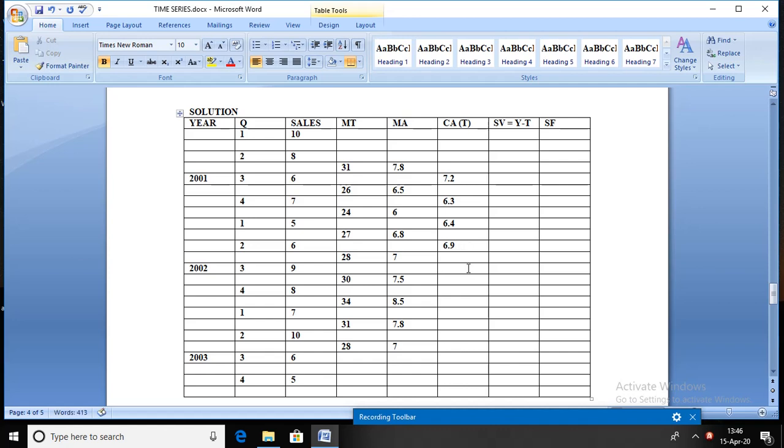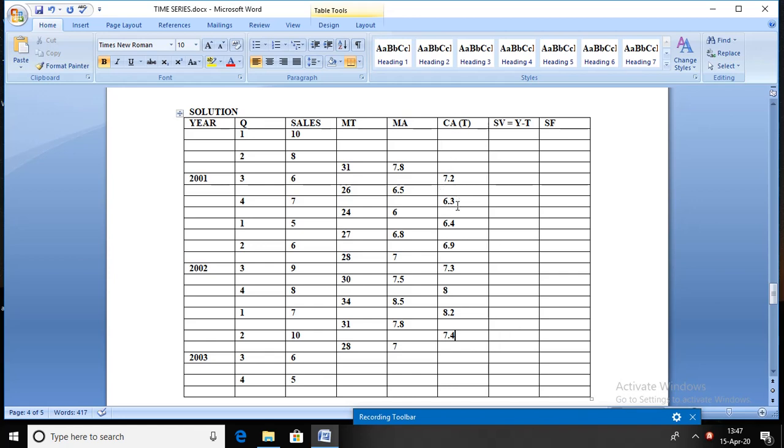7 plus 7.5 divided by 2. You should get 7.3. 7.5 plus 8.5 divided by 2, you should get 8. 8.5 plus 7.8 divided by 2, you should get 8.2. Then lastly, 7.8 plus 7 divided by 2, you should get 7.4.